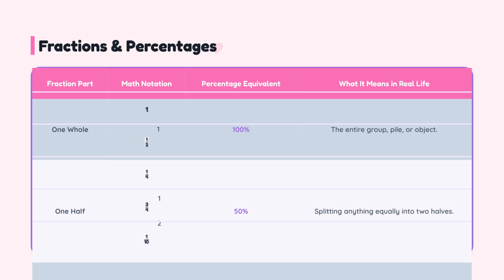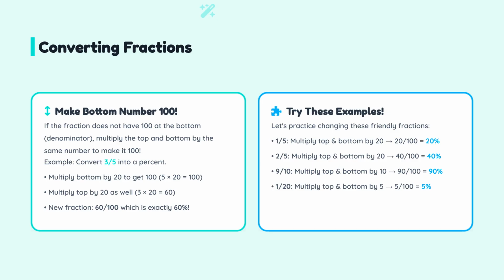Fractions and percentages are closely related. Here is a table showing common equivalents, like how 1/2 is 50% and the whole is 100%. To convert a fraction to a percentage, make the bottom number 100 by multiplying. For 3/5, multiply top and bottom by 20 to get 60/100ths, which is 60%. Try this with other friendly fractions.